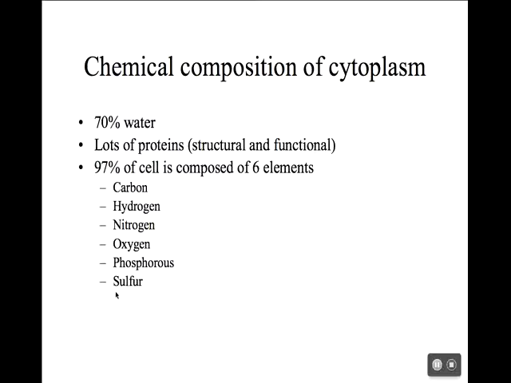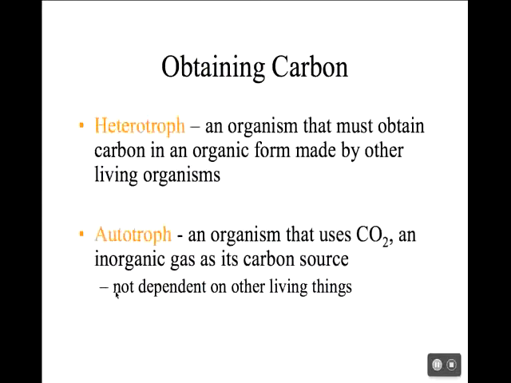And of course, it would make sense if the cell is composed mostly of these 6 elements. These 6 elements are the macronutrients. These are the elements that the cell must obtain in large quantities for it to function correctly, and that makes sense. It's made mostly of that stuff, so therefore it's got to get a lot of that stuff. Everything else is a micronutrient that's only needed in trace amounts.